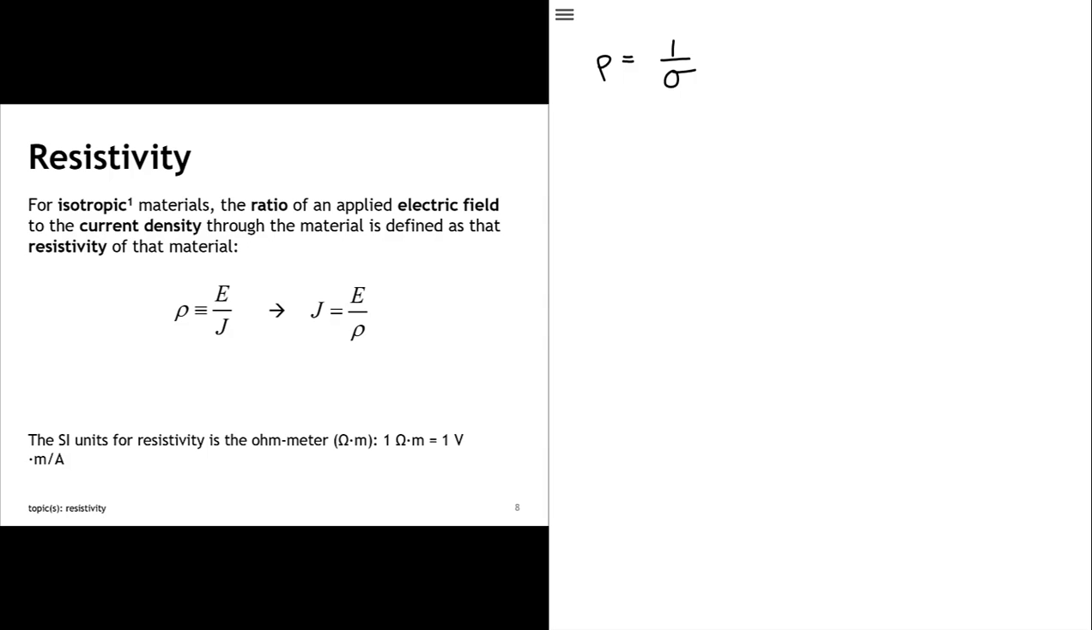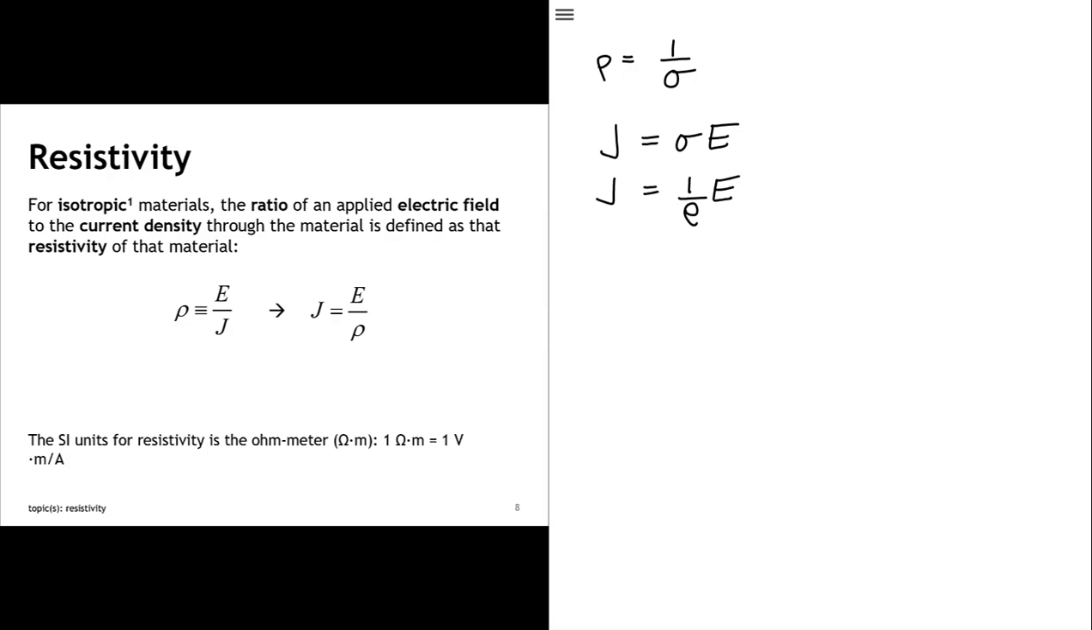Isotropic materials are materials such that their electrical properties are the same in any direction. For isotropic materials, the ratio of an applied electric field to the current density through the material is defined as the resistivity of that material. So that makes sense, because remember, current density is directly proportional to electric field. But that proportionality constant, called conductivity, can be expressed in terms of resistivity.